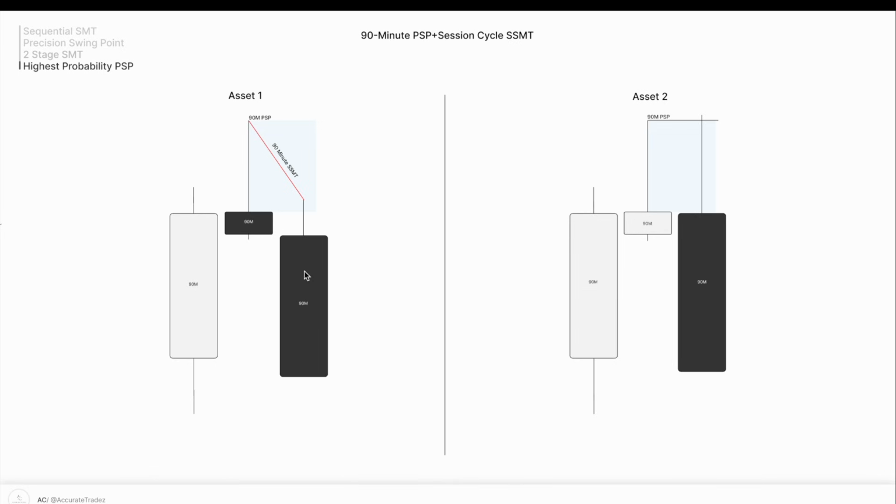Now we have our 90-minute PSP combined with a session cycle sequential SMT. So what you see here is we have a 90-minute PSP with this asset right here, and then we form a 90-minute sequential SMT. And then we have the same concept right here with our 8 o'clock hourly PSP, which will form our sequential SMT right here, being the 90-minute.